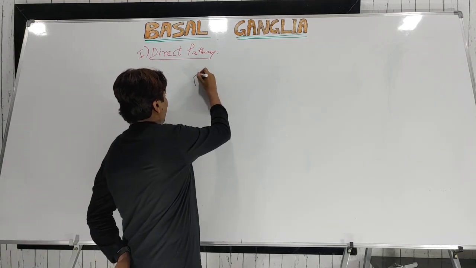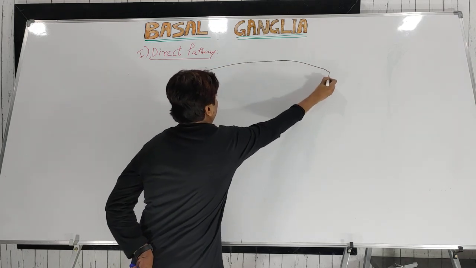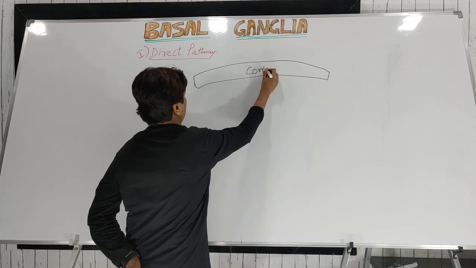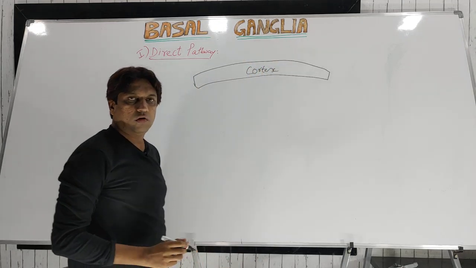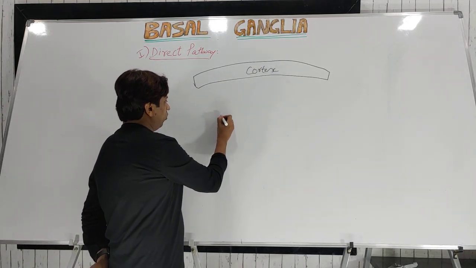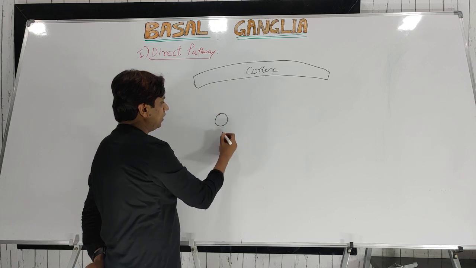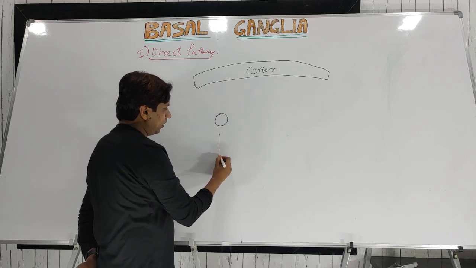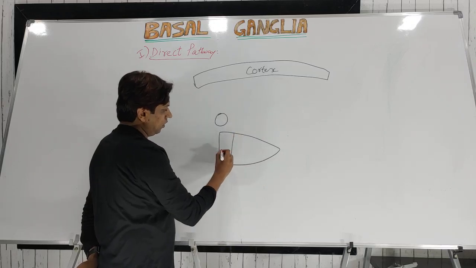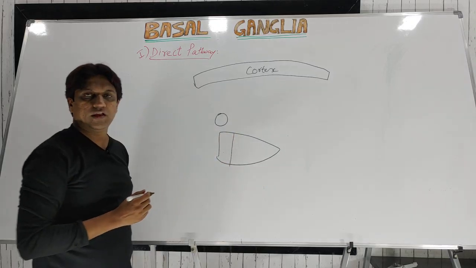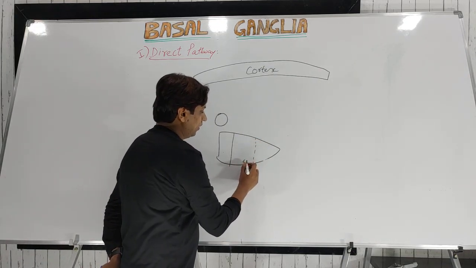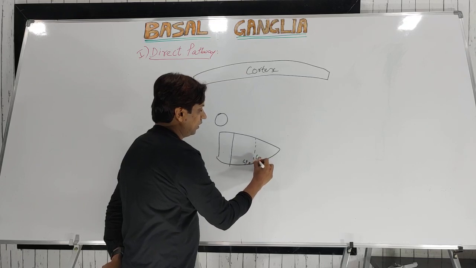Now consider this as the cerebral cortex, the cerebral cortex or motor cortex. Then what does the basal ganglia consist of? If you remember, the caudate nucleus, then the lenticular nucleus, which includes the putamen, this is the putamen, and the globus pallidus. The globus pallidus is further divided into globus pallidus externus and globus pallidus internus.